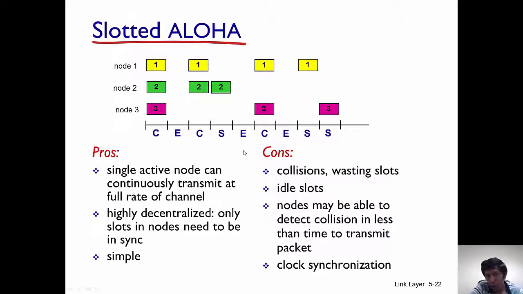But the cons, as you've seen, is there are lots of collisions, and we assume that nodes will be able to detect these kind of collisions as well. So the number of collisions that occur here is really high.